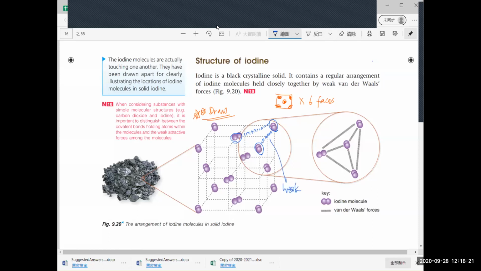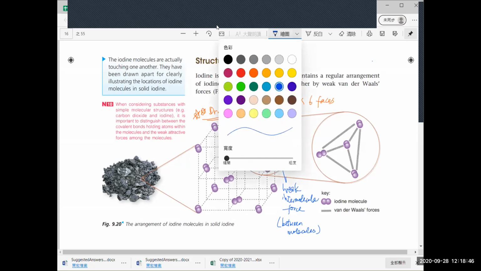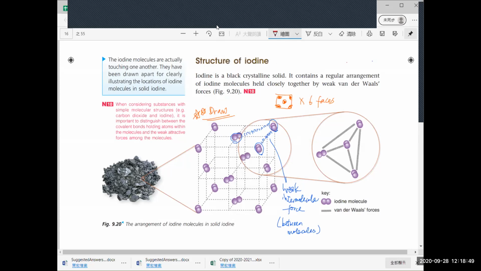So remember, it is a type of weak intermolecular force, which means that it is attraction between molecules. So our common practice is to draw a dotted line. Whenever I draw a dotted line, it means the force is weak. Okay, so how about covalent bond? Where will you find covalent bond?